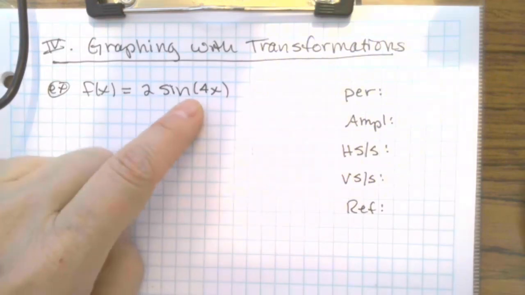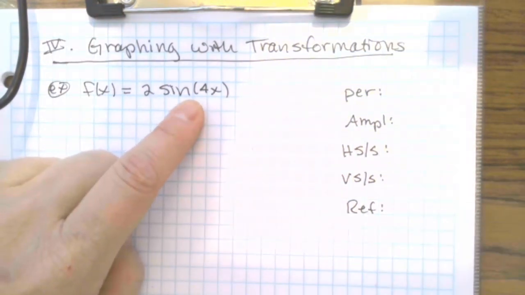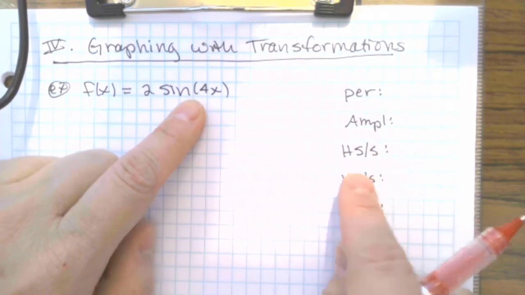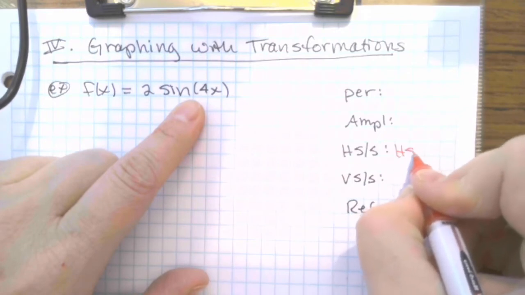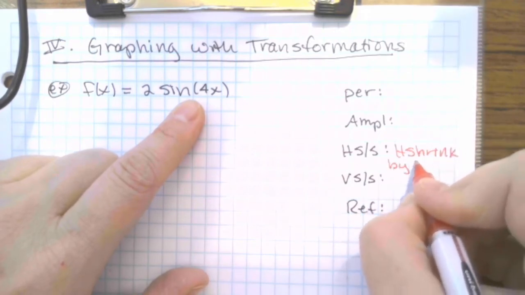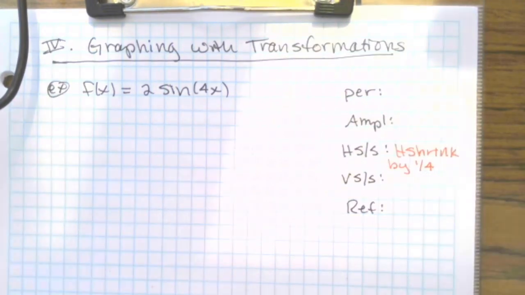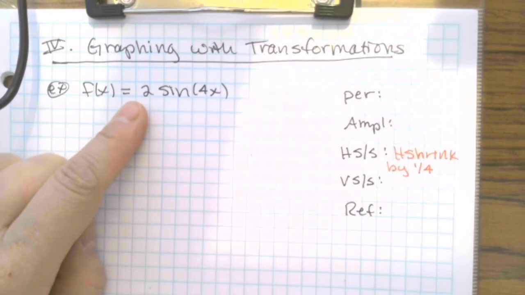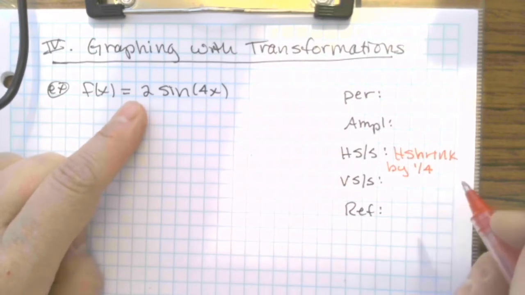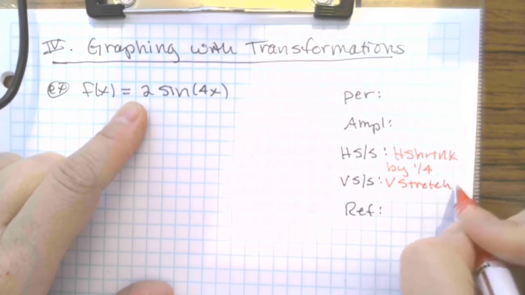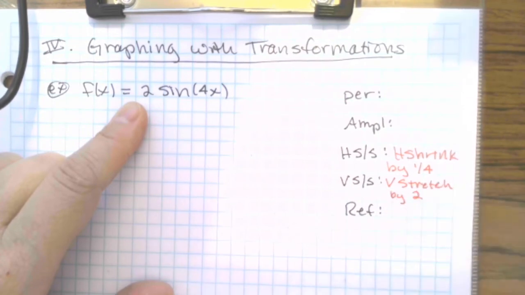Okay, so the 4 inside, it's being multiplied by x, so that's a horizontal shrink or stretch. Since it's a 4, it gets flipped, and that's a horizontal shrink by a factor of 1/4. Okay, there's a 2 in the front. That would be your vertical stretch. Because it's a whole number, what you see is what you get. So vertical stretch by a factor of 2.